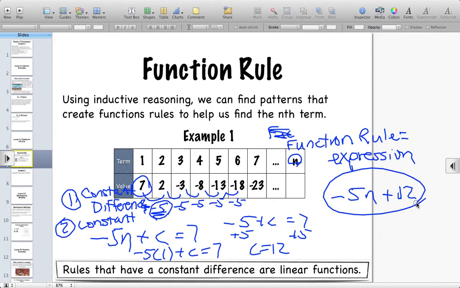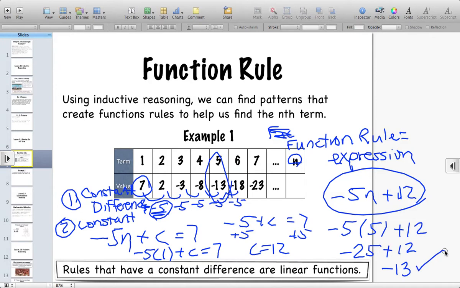Well, let's take a look and make sure that this actually works. So I'm going to choose a random number here. Let's say term 5. So if this rule works, then -5 times n, so in this case 5 because it's the 5th number, plus 12 should equal -13. So -5 times 5 is -25, plus 12 would equal -13, and that was what the value was. So yes, that rule is correct. So using inductive reasoning to find the pattern, then we can make the conjecture or the function rule.